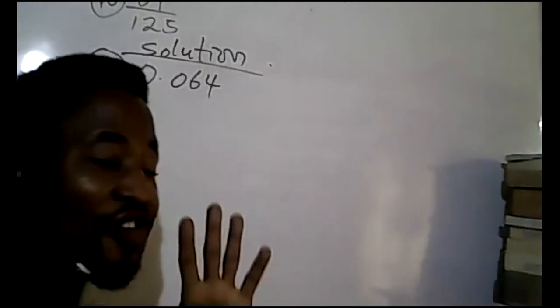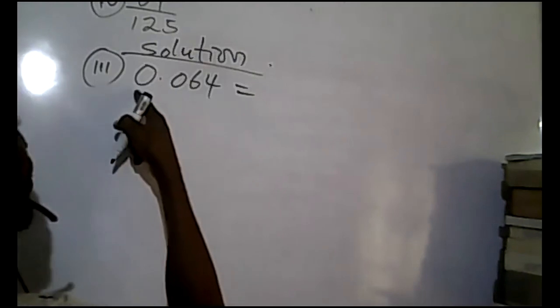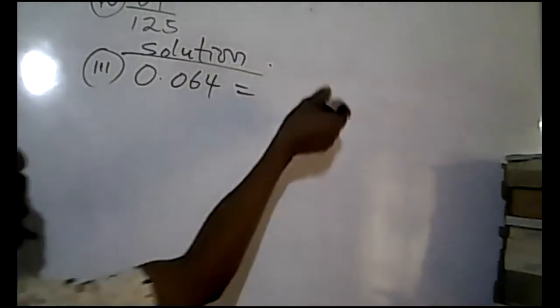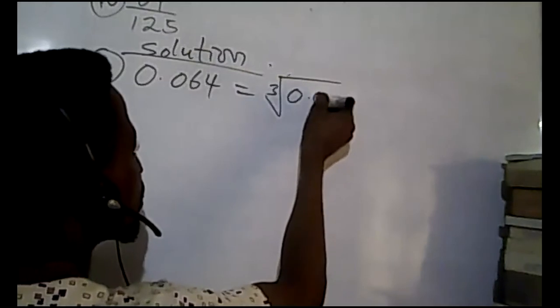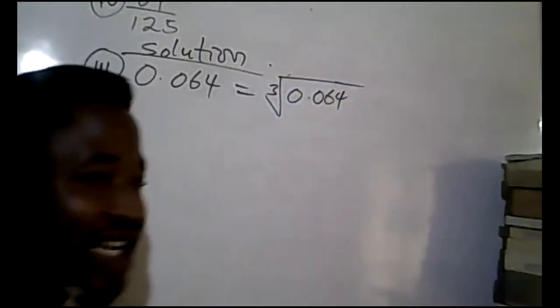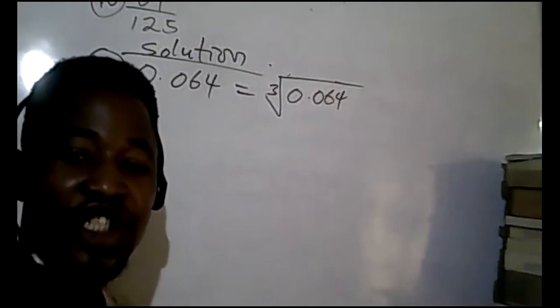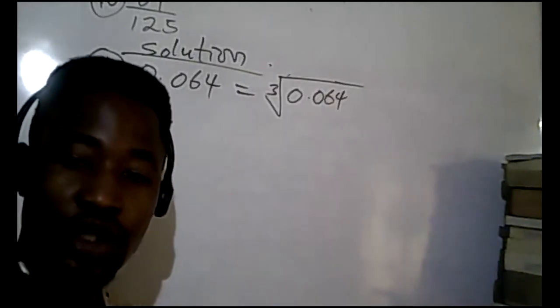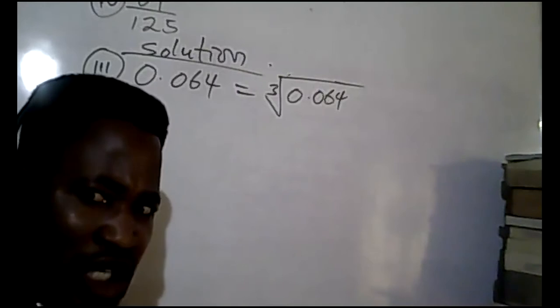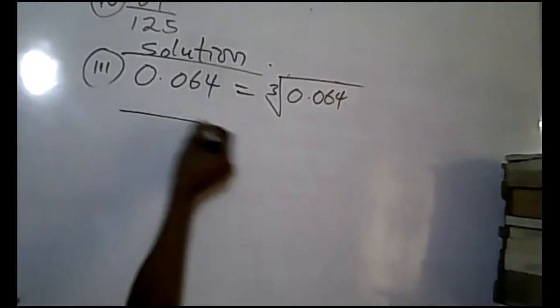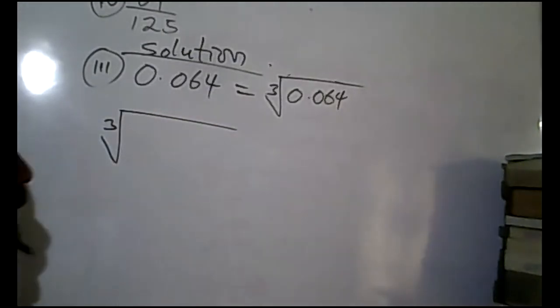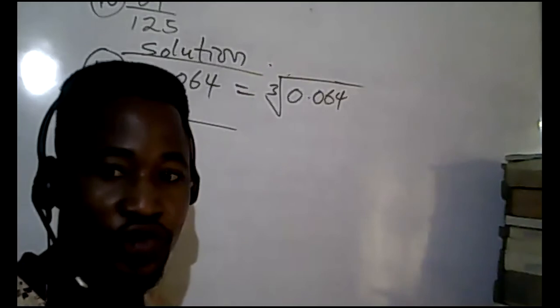Now, this is quite easy as well. The fast way of doing this is this. Let me put it in the cube root. You say the cube root of 0.064. The next thing you do is change the decimal number to a fraction. That helps you to simplify it and get it done easily. How do you change 0.064 to a fraction?